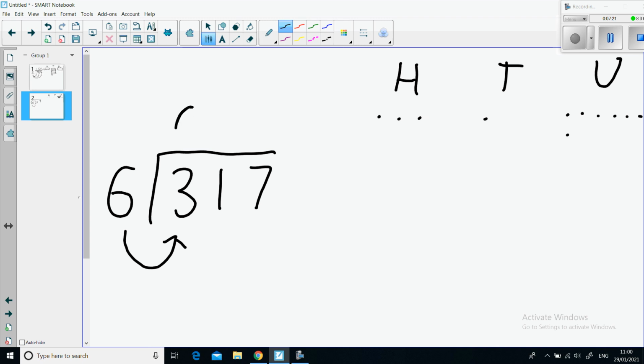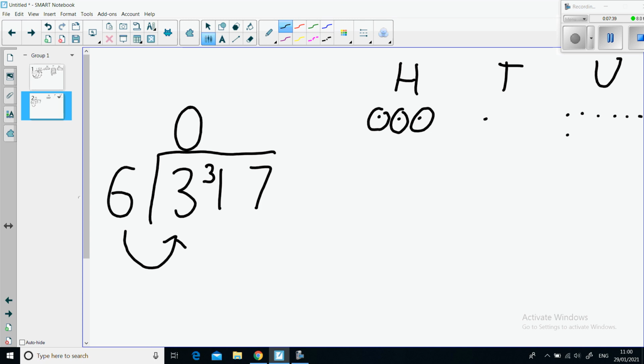So we can put our 0 above there because that's how many groups of 6 there are. There are no groups of 6, but we still have some left over. We've still got these 1, 2, 3 hundreds left over. So we're going to put those 3s into our next column.